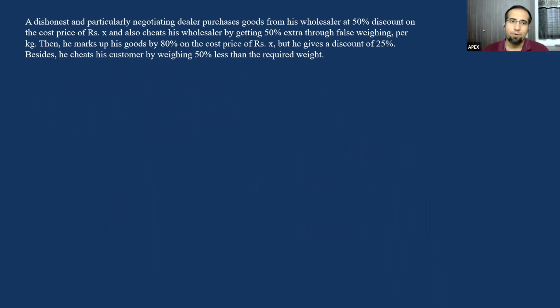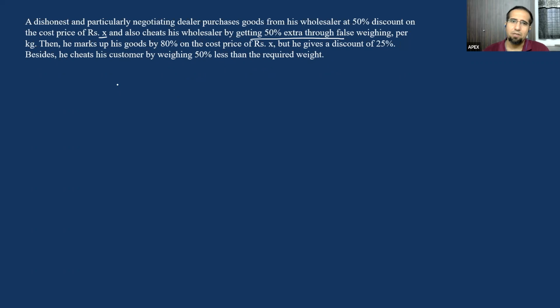Now, this question is a very interesting question, guys. It says a dishonest negotiating dealer purchases goods from his wholesaler at 50% discount at a cost price of X, and also cheats by getting 50% extra quantity by using false weights. Now, X is not very important here because the question is asking you profit percentage, right? Besides, he cheats his customer by this. So let's see this.